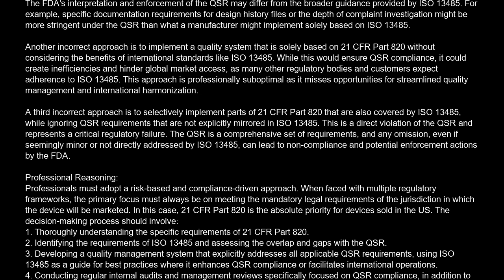2. Identifying the requirements of ISO 13485 and assessing the overlap and gaps with the QSR. 3. Developing a quality management system that explicitly addresses all applicable QSR requirements, using ISO 13485 as a guide for best practices where it enhances QSR compliance or facilitates international operations. 4. Conducting regular internal audits and management reviews specifically focused on QSR compliance, in addition to broader quality system reviews. 5. Staying updated on FDA guidance documents and interpretations related to the QSR.